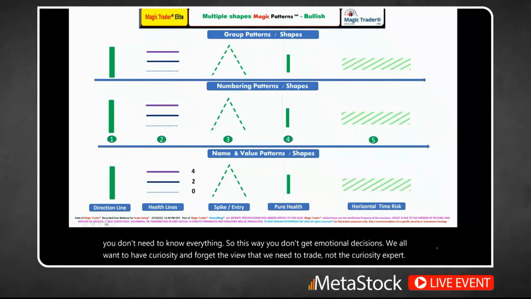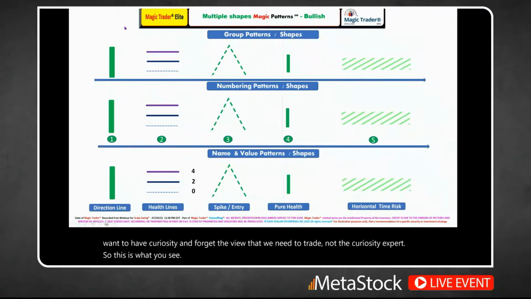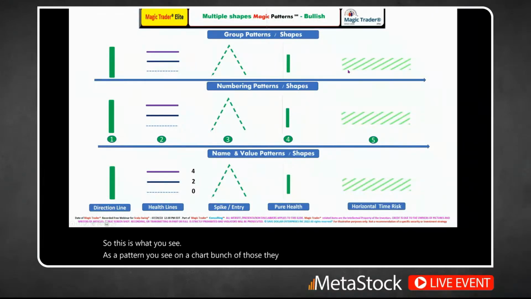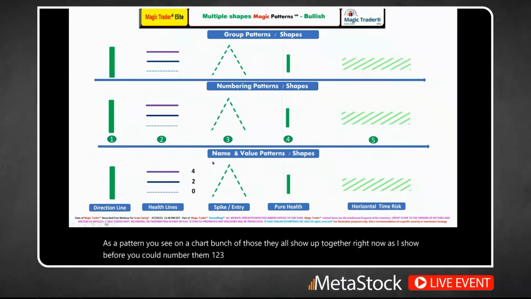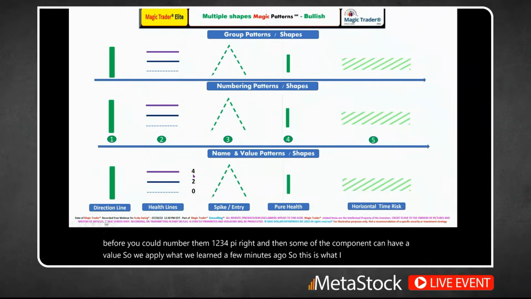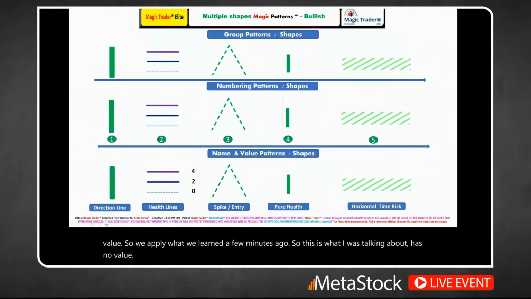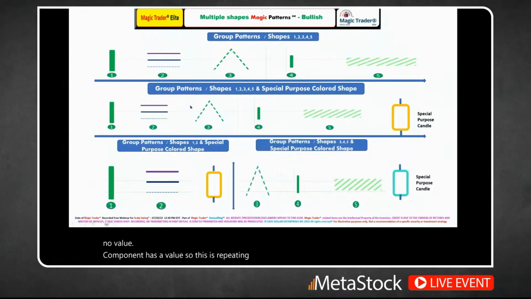So this is what you see as a pattern. You see on a chart a bunch of those, they all show up together, right? Now, as I showed before, you could number them 1, 2, 3, 4, 5, right? And then some of the components can have a value. So we're applying what we learned a few minutes ago. This is what I was talking about: a component has a value. This is a repeating process.